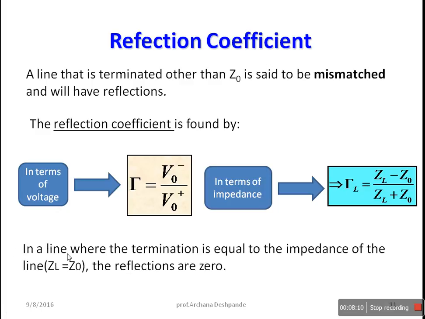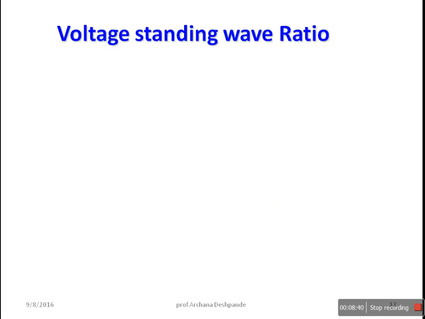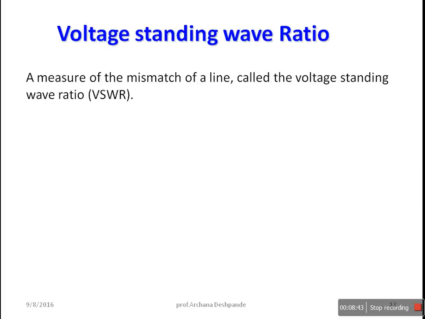So in a line where the termination is equal to the impedance of the line, that means on a transmission line terminated at a load impedance equal to Z0, if I substitute ZL as Z0, then we see that tau L is going to be 0. Therefore there will be no reflections on the transmission line and the entire energy will be forwarded to the load. Voltage standing wave ratio is again a measure of mismatch on the line, and the abbreviation is VSWR.